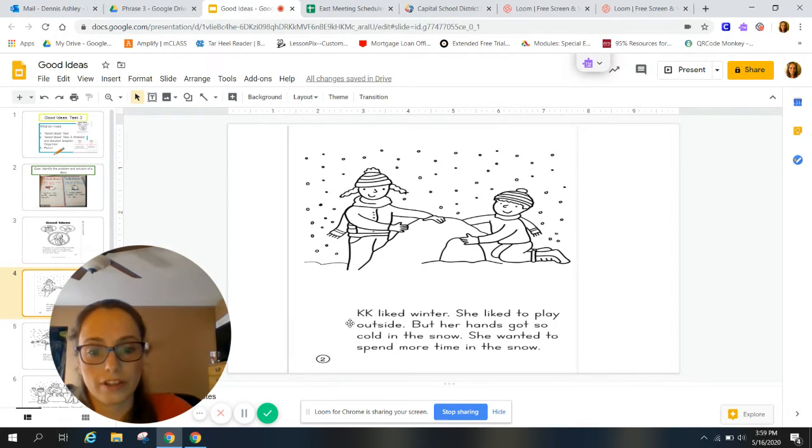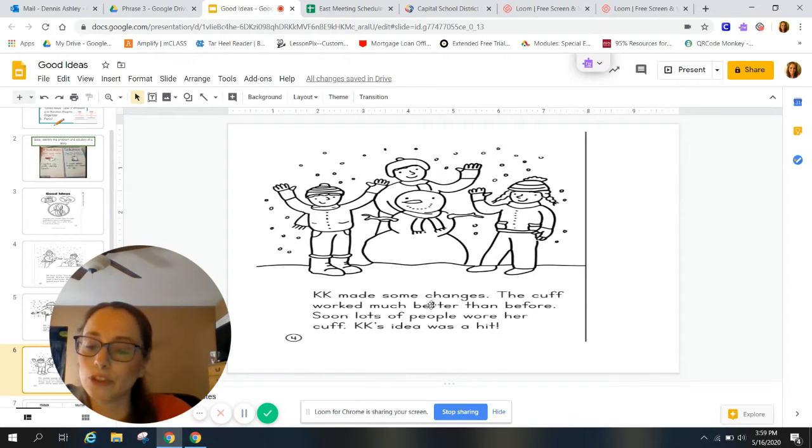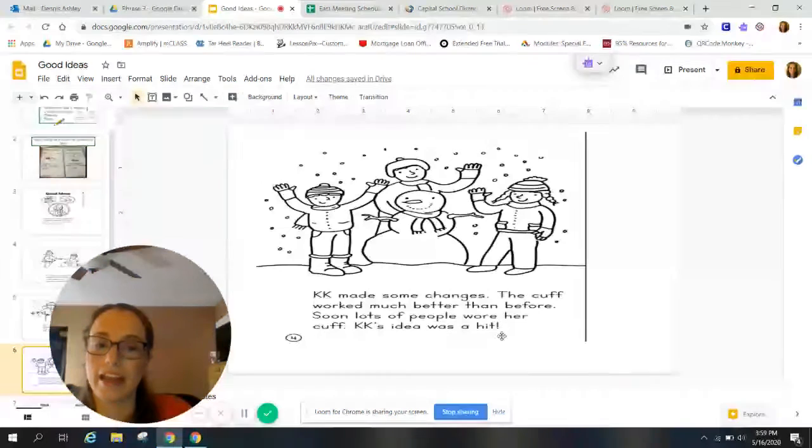KK liked winter. She liked to play outside, but her hands got so cold in the snow. She wanted to spend more time in the snow. KK had a good idea. She made a fleece cuff, but it did not work too well. It still let snow in. KK made some changes. The cuff worked so much better than before. Soon, lots of people wore her cuff. KK's idea was a hit.